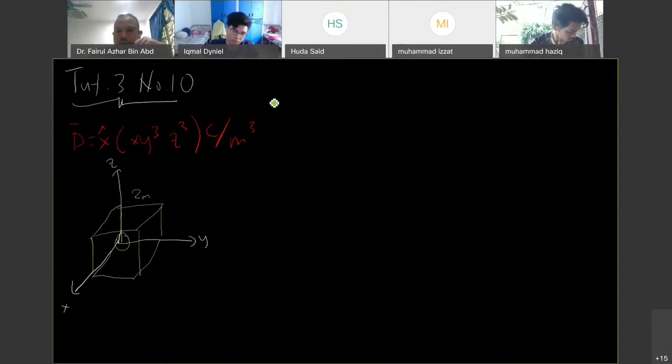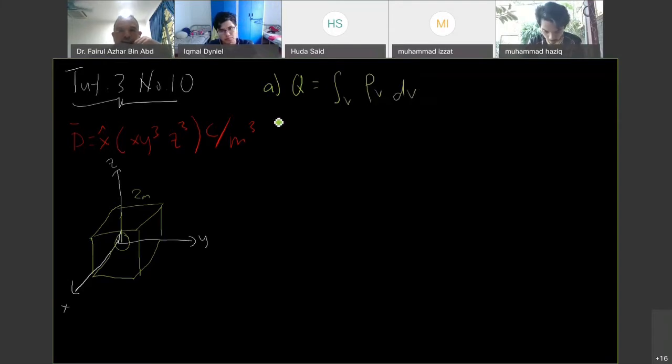From this, we can solve this problem by using Gauss's law. Basically the question here is about Gauss's law. First, the question needs us to find Q, by using the volume integration of rho v dv.